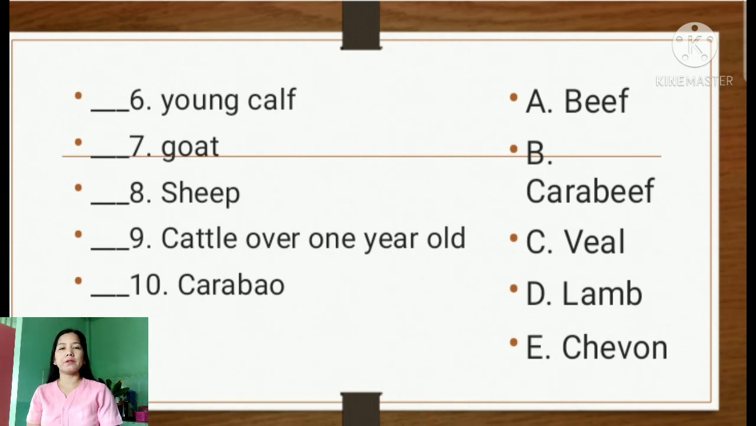Number six, young calf. Number seven, goat. Number eight, sheep. Number nine, cattle over 1 year old. And number ten is carabao.